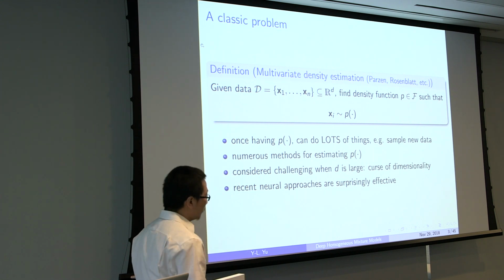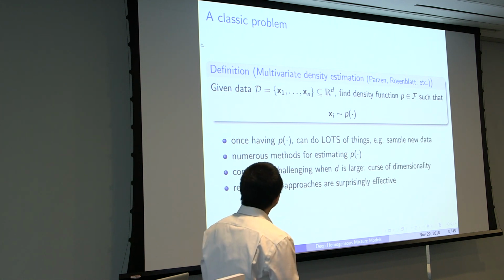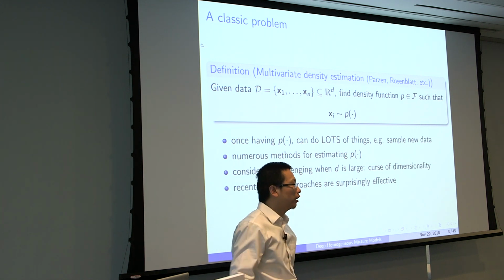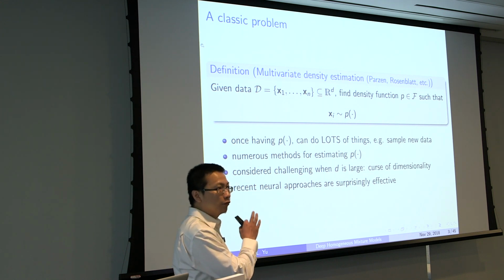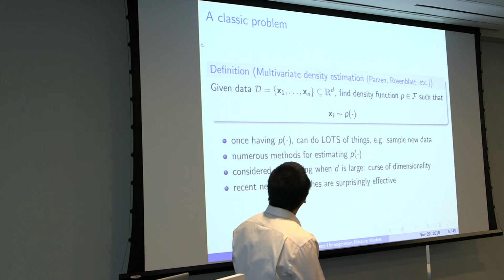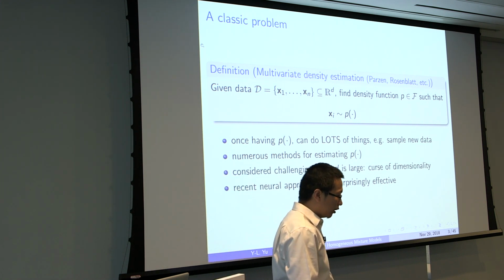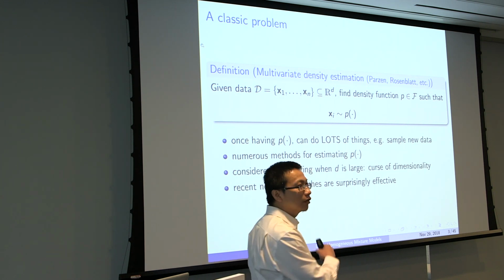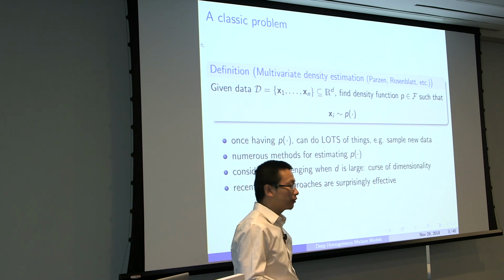Because this is a very classic problem, it has been studied by many people years and years ago. So there are lots of methods you can use to estimate such a density function P. I'm not going to give you an exhaustive overview here, but it suffices to say many people have worked on this for years. And this problem is considered very challenging when the dimension, small d here, is large, right? Usually, if you talk to theoretical people, they'll tell you the bounds you get are going to be exponential in terms of the dimension d. So you need lots of training samples in order to get a good estimate.